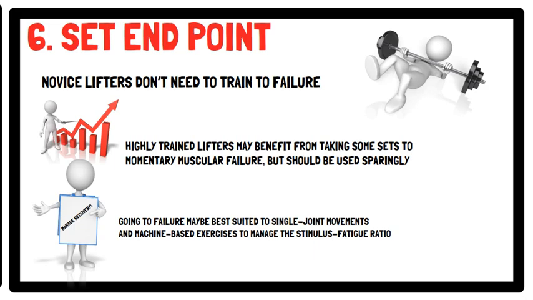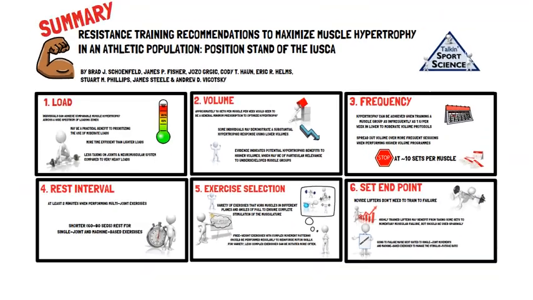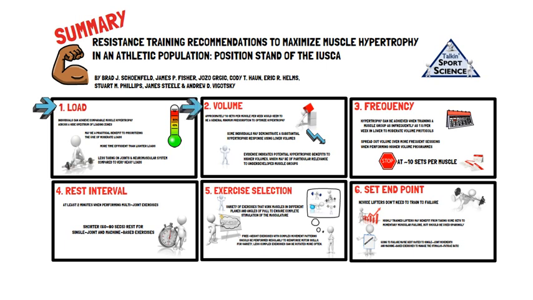We have now covered the 6 key variables, which were load, volume, frequency, rest interval, exercise selection, and set endpoint that need to be considered when prescribing resistance training for athletes who aim to maximise muscle hypertrophy.